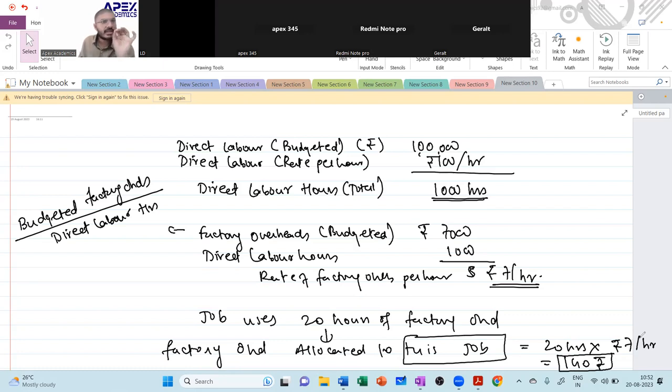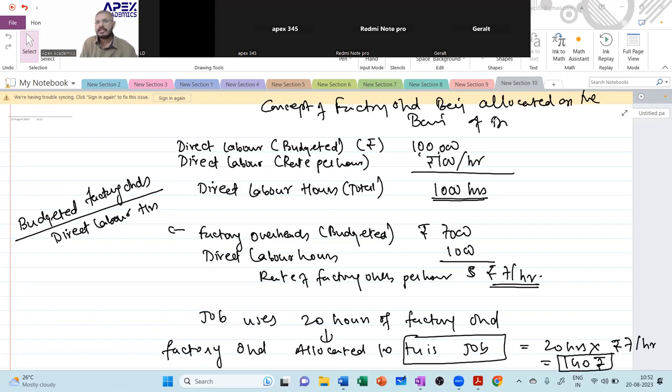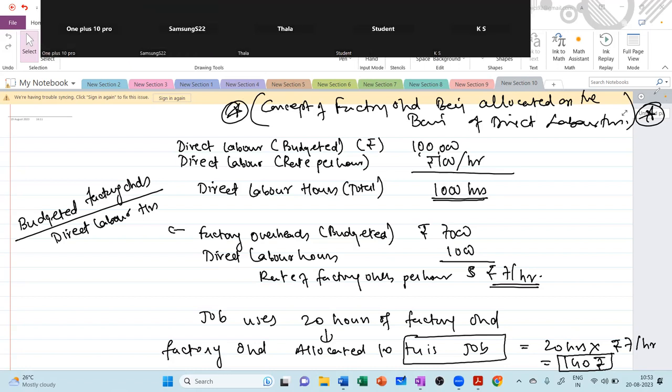Do we understand this concept once and for all? This is the concept of factory overheads being allocated on the basis of direct labor hours. Is there any doubt in this? If yes, please speak up. Please, ladies and gentlemen, I would appreciate a response. I would like to keep some speed.